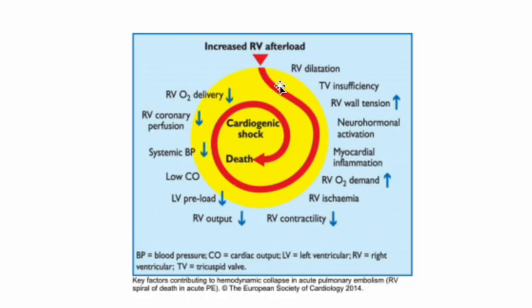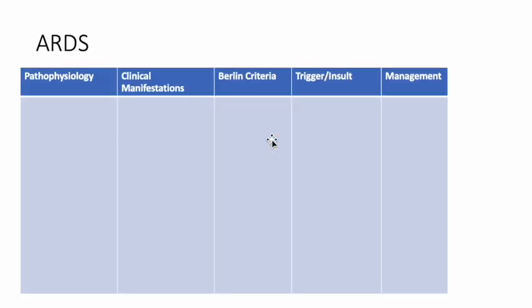And in reality, it's a reference to right heart death spiral in a massive PE, but the concept is the same. So in ARDS, there's increased pulmonary vascular resistance, which leads to increased right ventricular afterload, which leads to a cascade of events, which ultimately results in RV failure and eventually cardiogenic shock. And in cases of severe COVID, for example, this is frequently the cause of death, right heart failure due to ARDS. So when should you suspect ARDS?